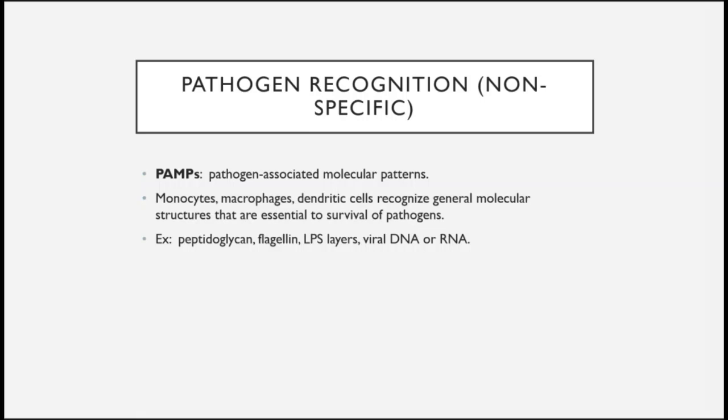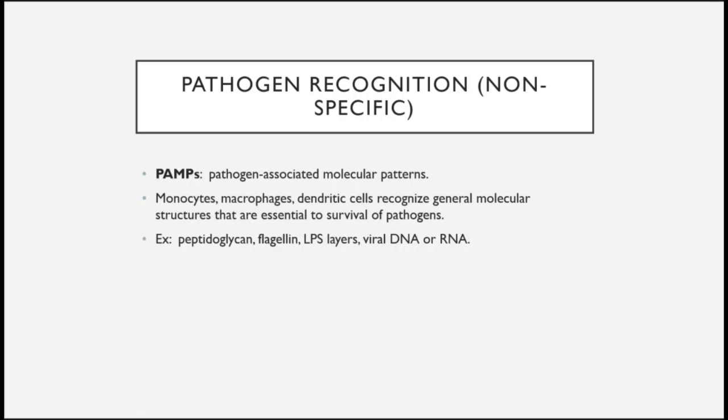Next are pathogen recognitions, and these are nonspecific. They're called PAMPs, pathogen-associated molecular patterns. So these are very general components to microbes that are often foreign invaders. Monocytes, macrophages, and dendritic cells recognize general molecular structures that are essential to survival in pathogens.